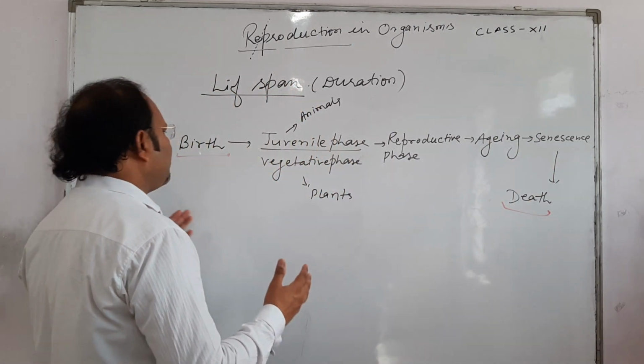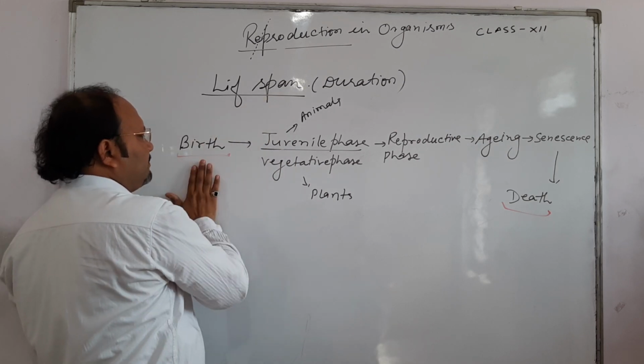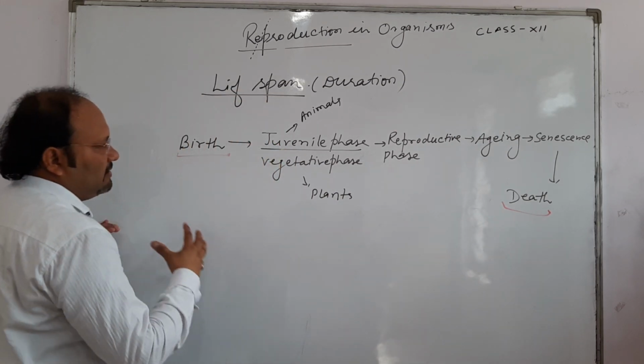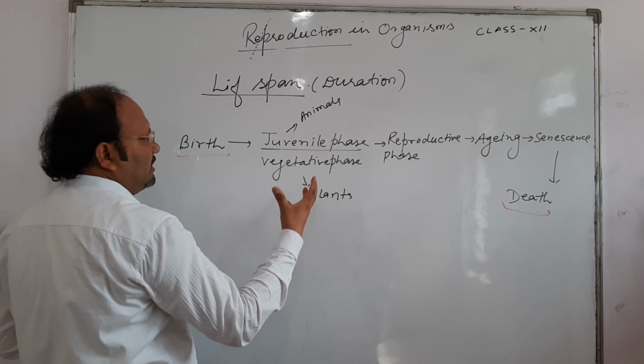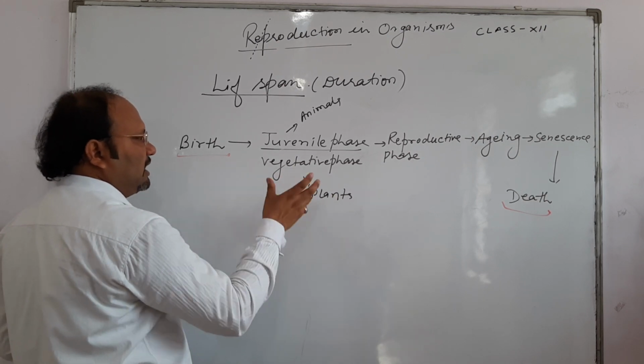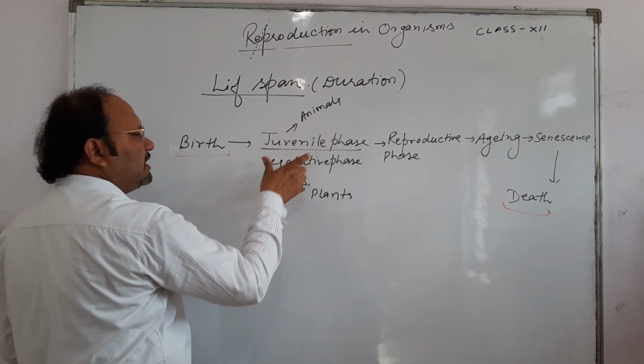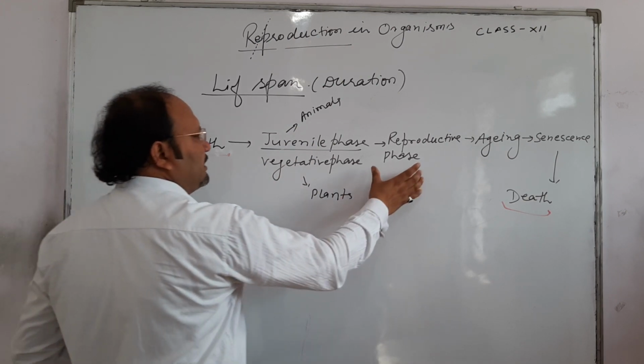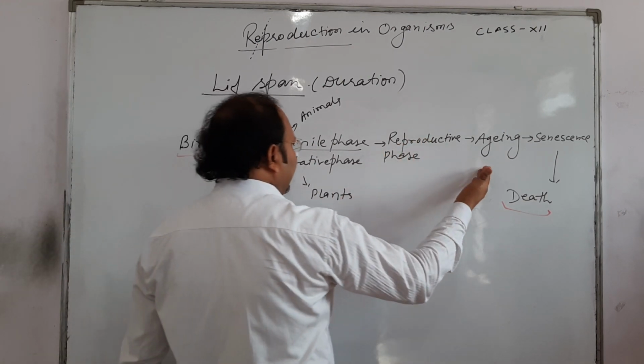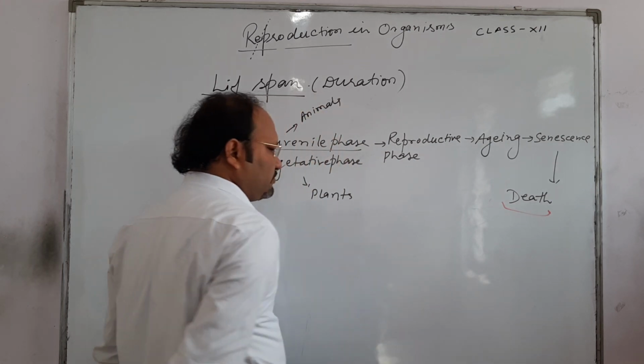So I come back to the point: lifespan, a duration between birth and death, and then the phases between birth and death which occur are the juvenile phase in animals, the vegetative phase in plants, the reproductive phase in all, then aging, then senescence, and finally it leads to death.